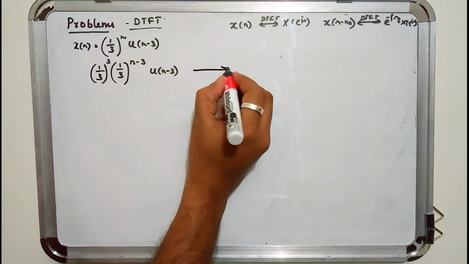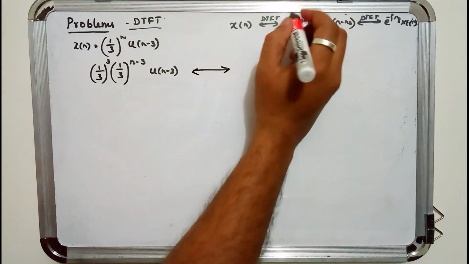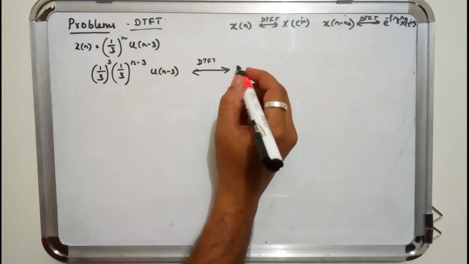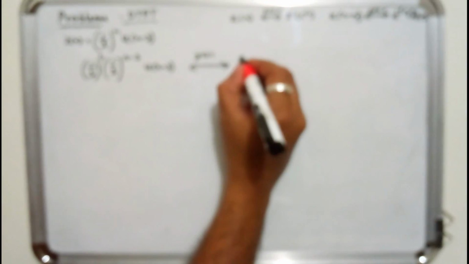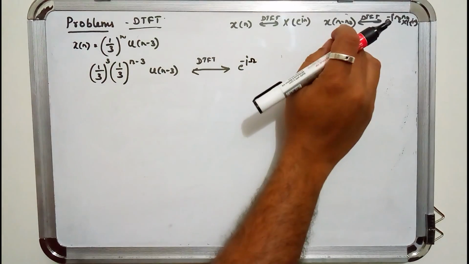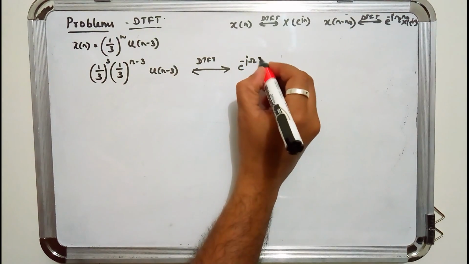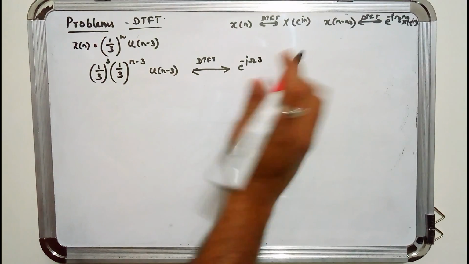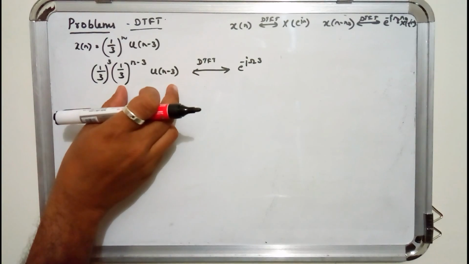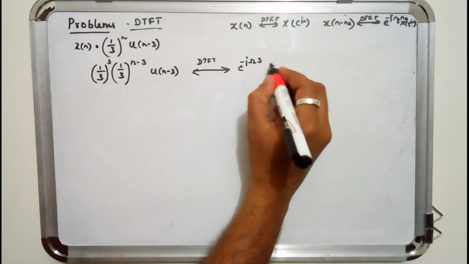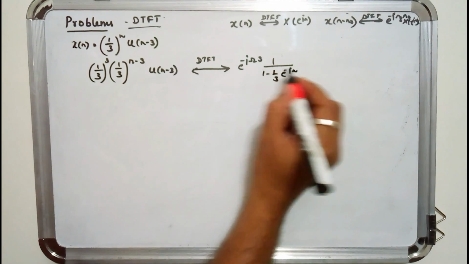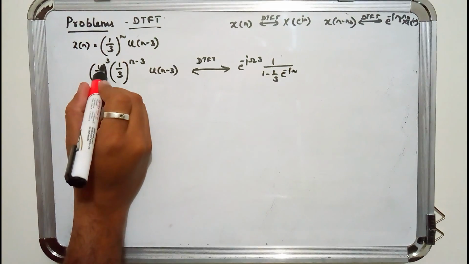Now this, if x of n forms DTFT with X of e power j omega, this has to form DTFT pair with e power minus j omega n naught. What is the n naught value? What is the shifted value? It is 3, into X of e power j omega. What is X of e power j omega? It is the Fourier transform of 1 by 3 power n u of n. What is the Fourier transform of 1 by 3 power n u of n? It is 1 by 1 minus 1 by 3 e power minus j omega. But you have a factor here 1 by 3 power 3.